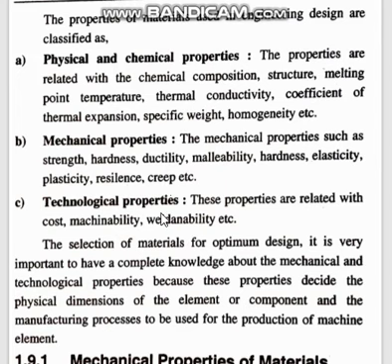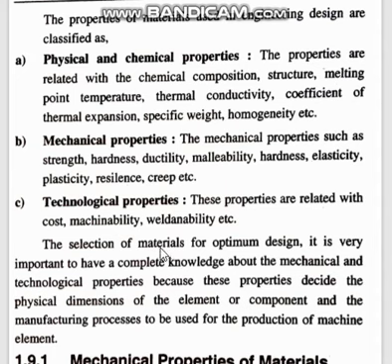And then there is something called technological properties. These properties are related to cost, whether something is costly or cheap. Then what is the machinability, what is the weldability. Machinability means whether you can machine it easily, or if machining is difficult. Weldability, whether we can weld it or not, and other properties like this. These are the properties which are called technological properties.